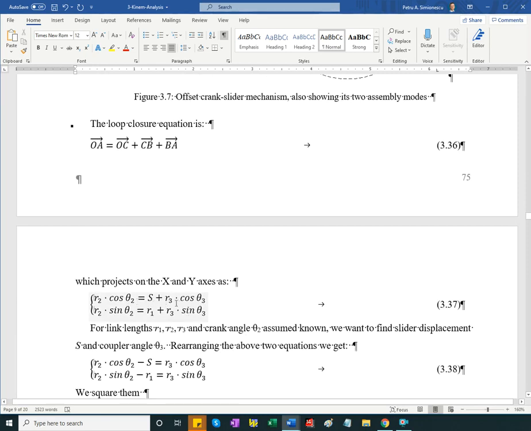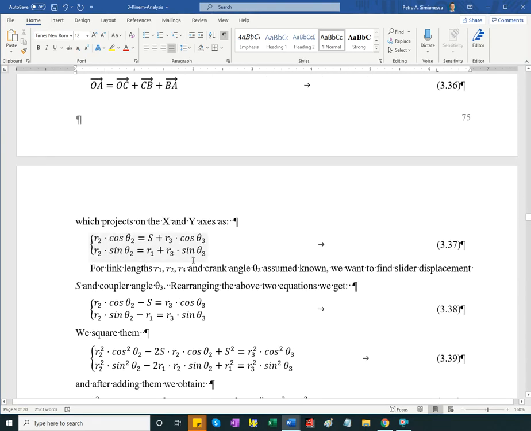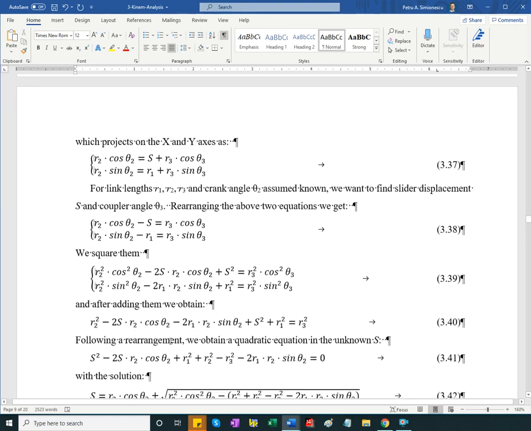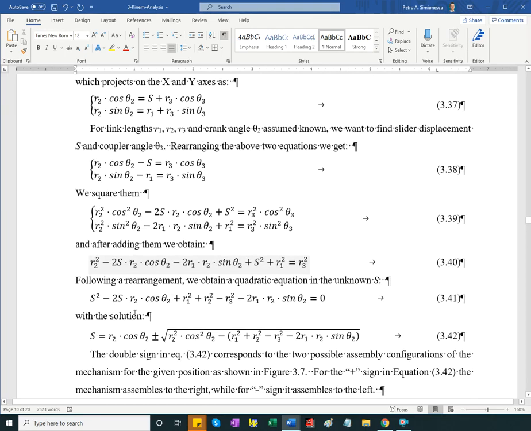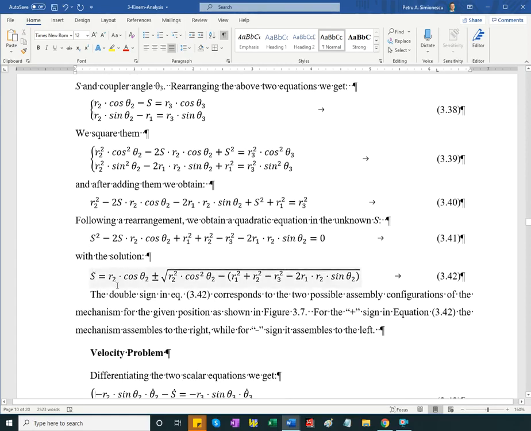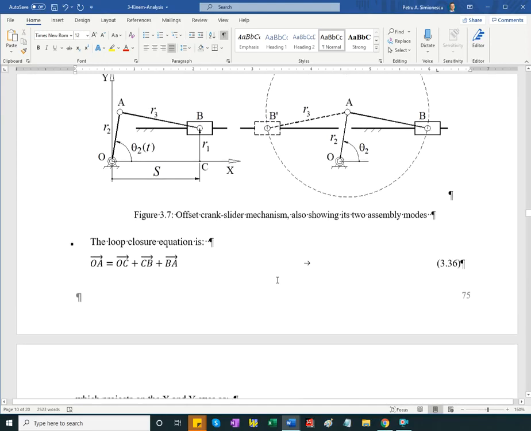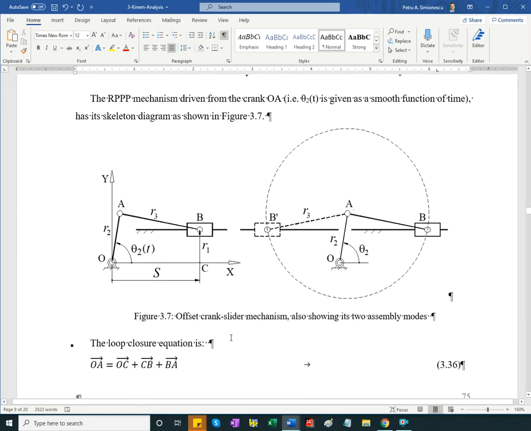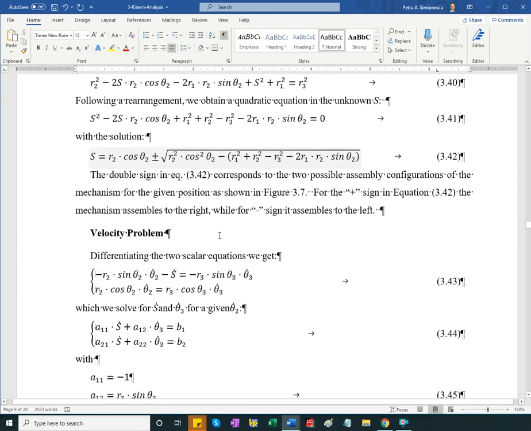Okay, so the scalar equations, and in order to solve them, we isolate the unknown angle theta 3 on one side, square and add the equations, theta 3 disappears, and we obtain the promised quadratic in S, so S squared and S again, and then the free term. And S is going to be, again, quadratic, plus minus in front of a square root. The plus minus corresponds to the two possible assembly modes, so that's the explanation of the two assembly possibilities.